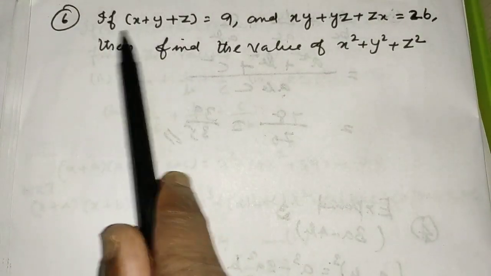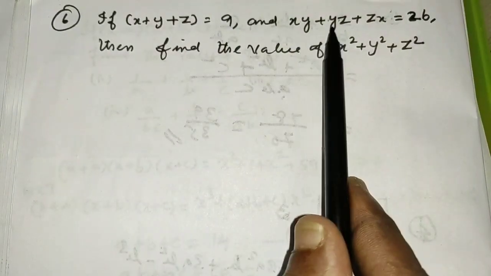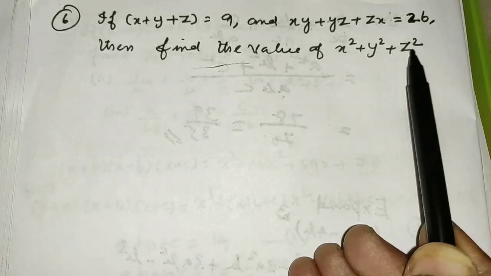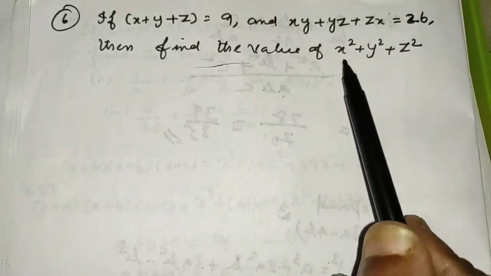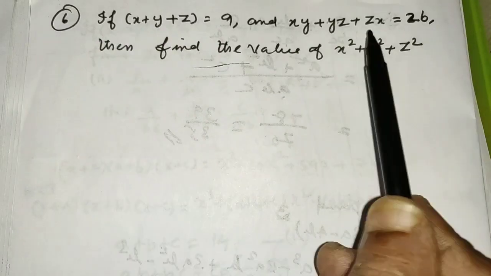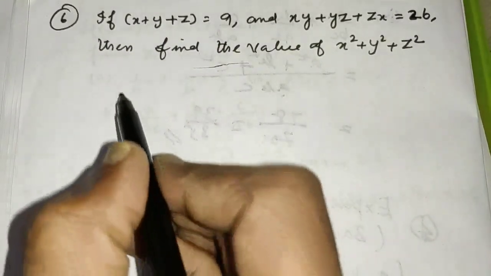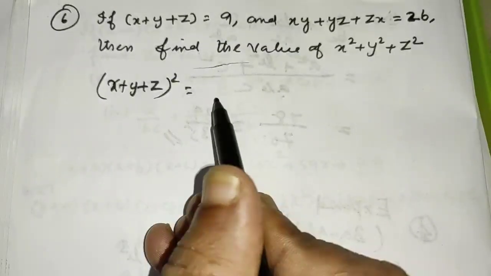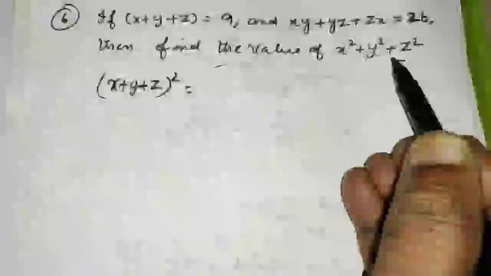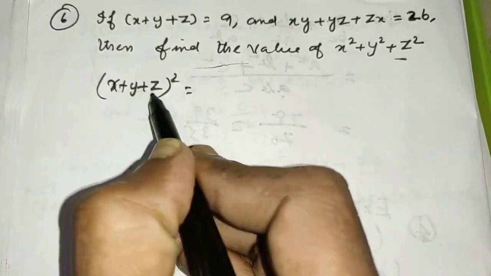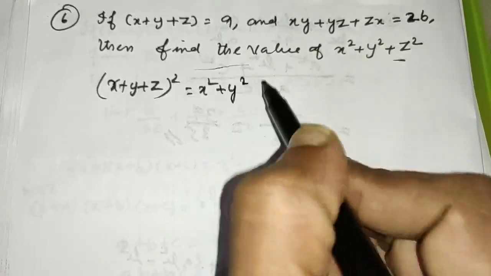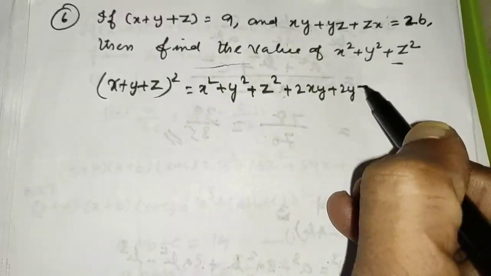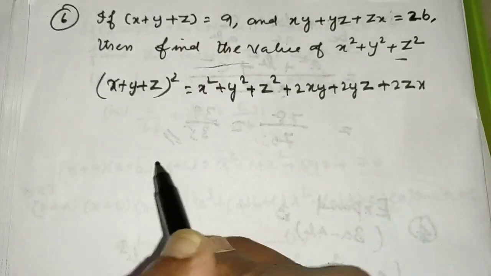Okay, in the sixth sum, if x plus y plus z equal to 9 and xy plus yz plus zx is equal to 26, then find the value of x square plus y square plus z square. We don't have any formula to find x square plus y square plus z square straight away. So we are going to expand this x plus y plus z whole square. From this expansion we are going to get the value of x square plus y square plus z square. What is the expansion of x plus y plus z whole square? x square plus y square plus z square plus 2xy plus 2yz plus 2zx.